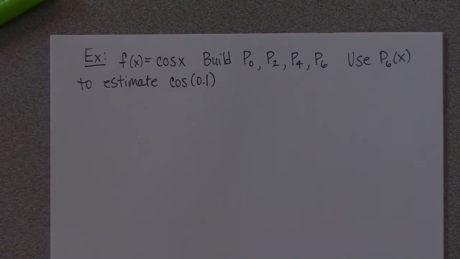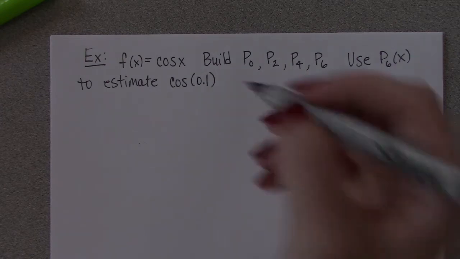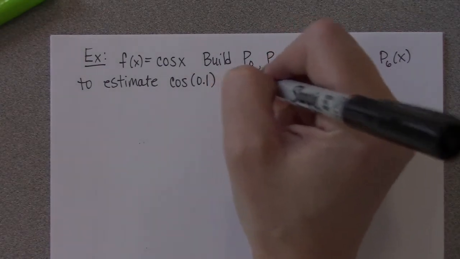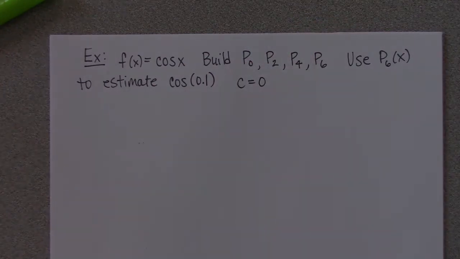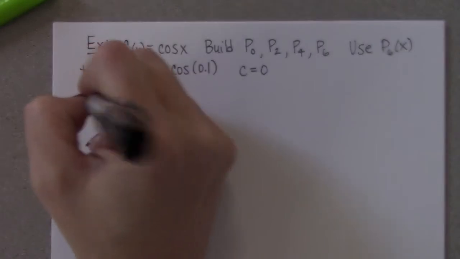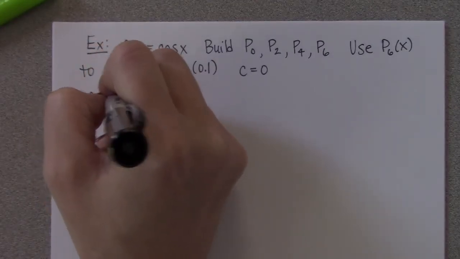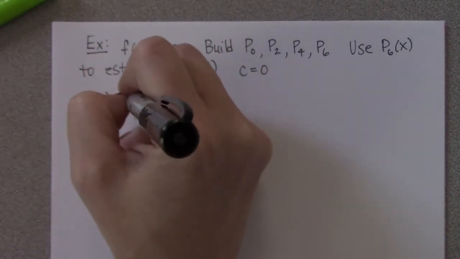So clearly, if we want to estimate 0.1, and I already kind of gave you a heads up, we all know what cosine of 0 is. So it makes a lot of sense to center sine and cosine around 0, because that's a known value. So we're going to center this at 0. So just like we did before, I'm going to build the derivatives.